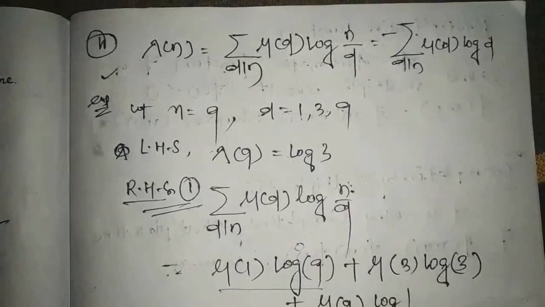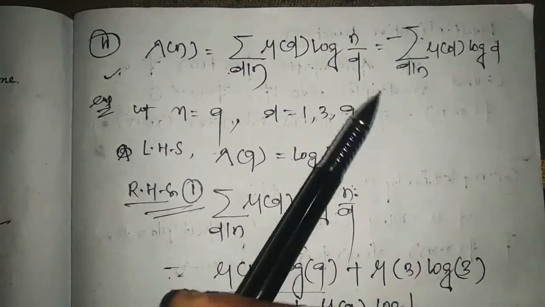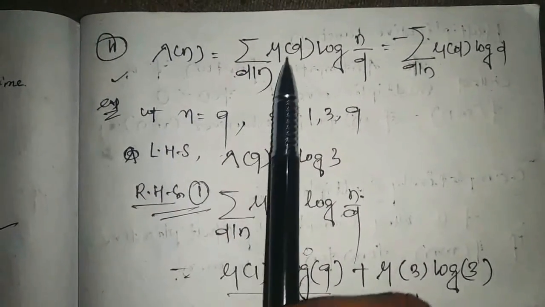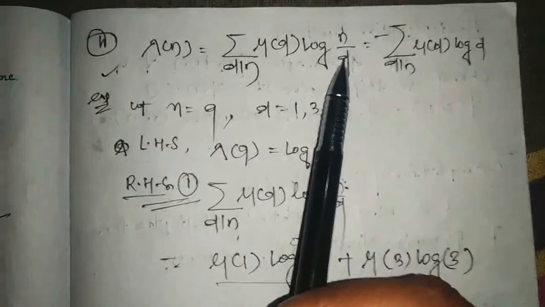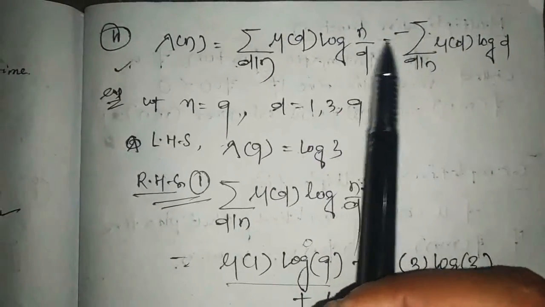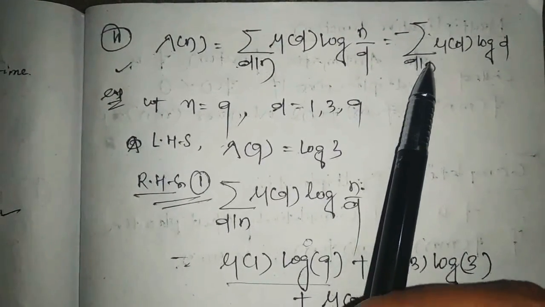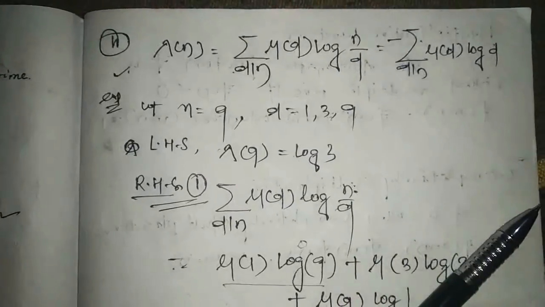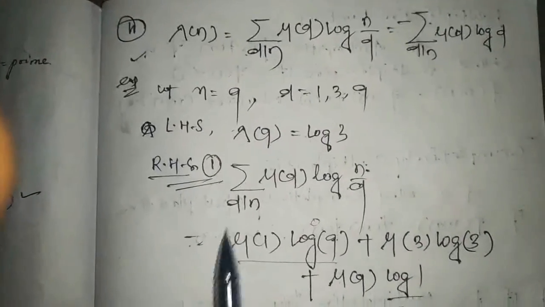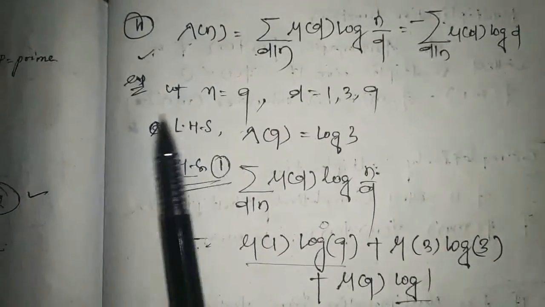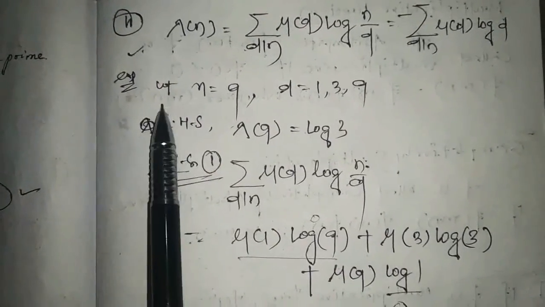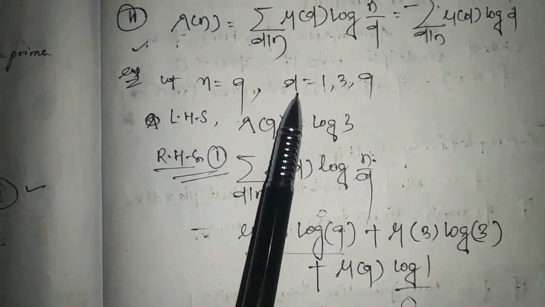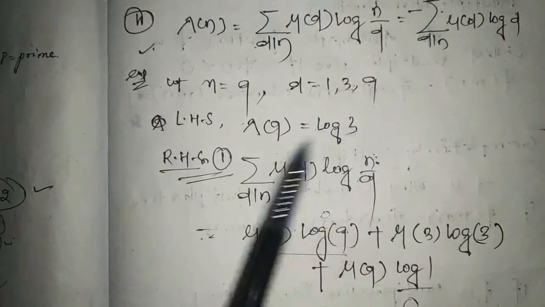Here we have another result on the Mangoldt function, that is lambda n is equal to summation over d divides n of mu d log n by d, which is again written in the form of minus of summation over d divides n mu d log d. We can also show this by an example, that is, let n is equal to 9, so the divisors of n are 1, 3 and 9.